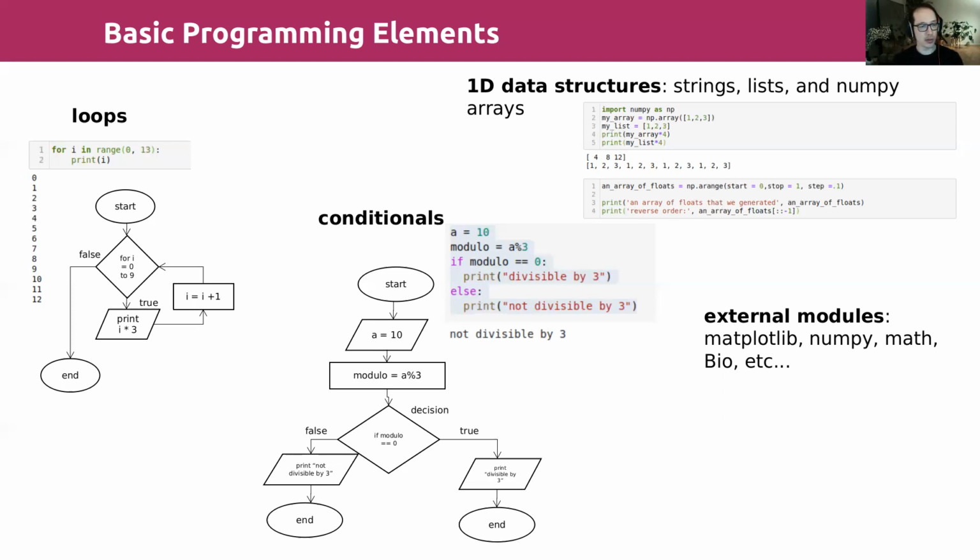External modules. So yeah, we mentioned NumPy just now, but you should know about Matplotlib for making graphs and visualizations, the math library if you want to compute a square root, something like that, Bio or BioPython. These libraries, we're going to use them more, but remember that they're out there and that depending on your problem, you may need a particular library to solve it.